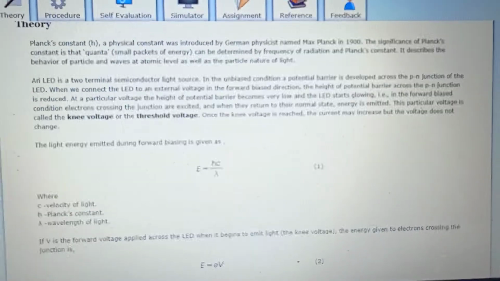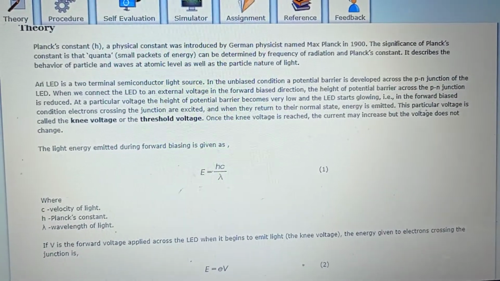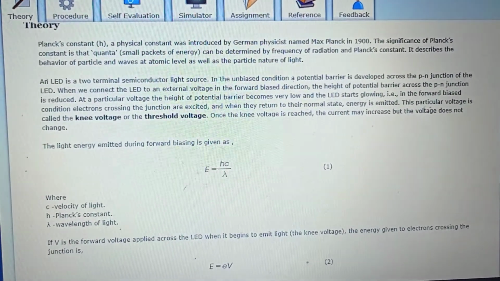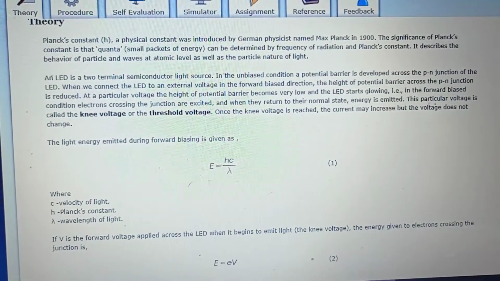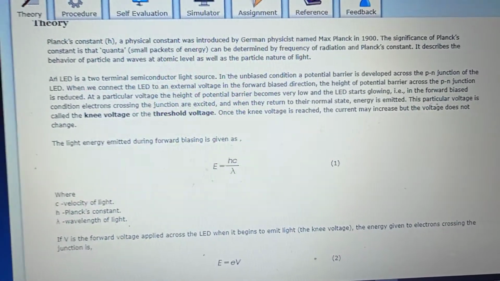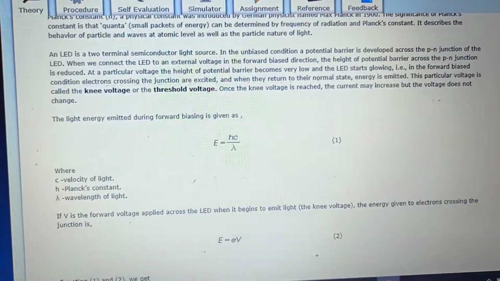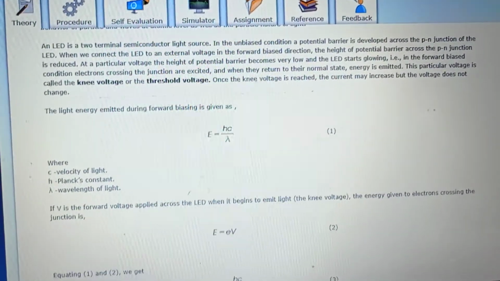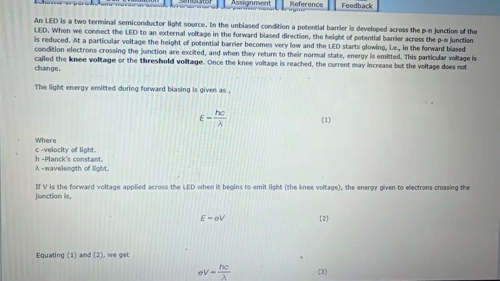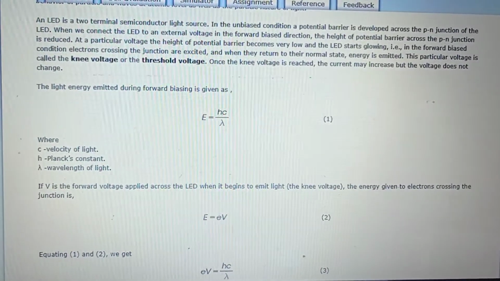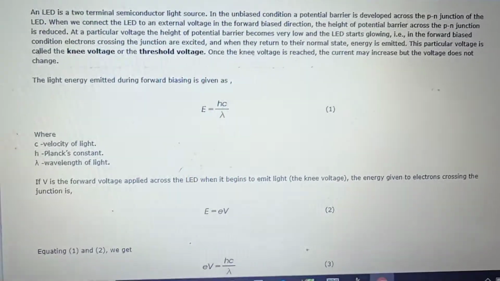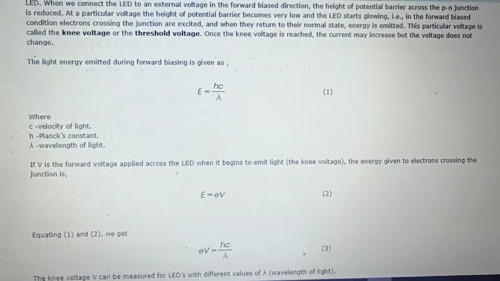The energy of the light emitted during forward bias condition is given as E equal to hc by lambda, where h is the Planck's constant, c is the velocity of light, and lambda is the wavelength of light. If V is the forward voltage applied across the LED when it begins to emit light, the energy given to electrons crossing the junction is E equal to eV. So by equating the above two equations, we get eV equal to hc by lambda.